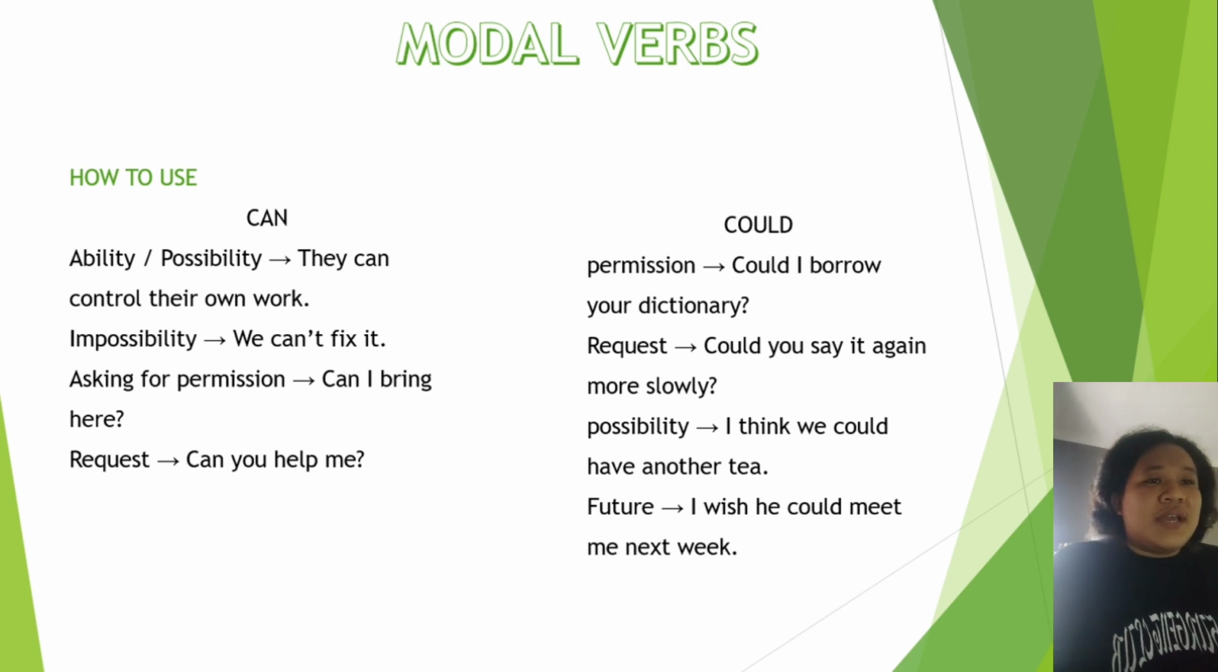How to use: can, ability or possibility. They can control their own work. Possibility, we can fix it. Asking permission: can I bring here? Request: can you help me?